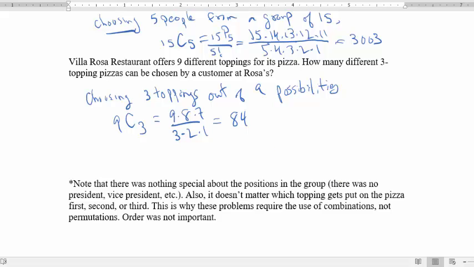And then again, the thing to remember is, I keep stressing this, there was nothing special about the positions in the group. It doesn't matter which toppings get put on the pizza, first, second, or third. So that's why those problems are combinations and not permutations, right? Nothing special about the positions. Order was not important. So those were combinations.